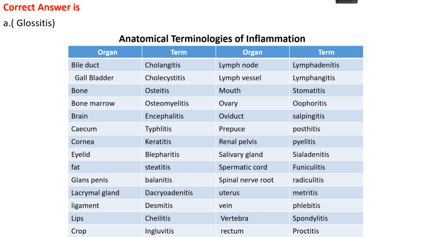Spermatic cord inflammation causes funiculitis. Spinal nerve root inflammation causes radiculitis. Uterus inflammation causes metritis. Vein inflammation causes phlebitis. Vertebral inflammation causes spondylitis. Rectum inflammation causes proctitis.